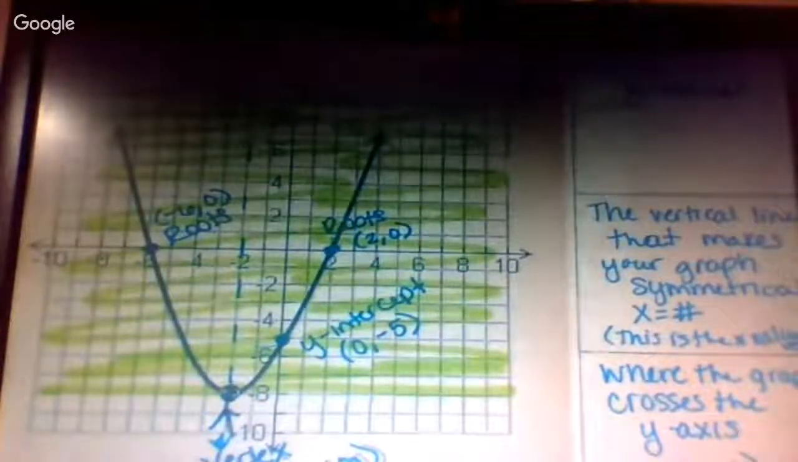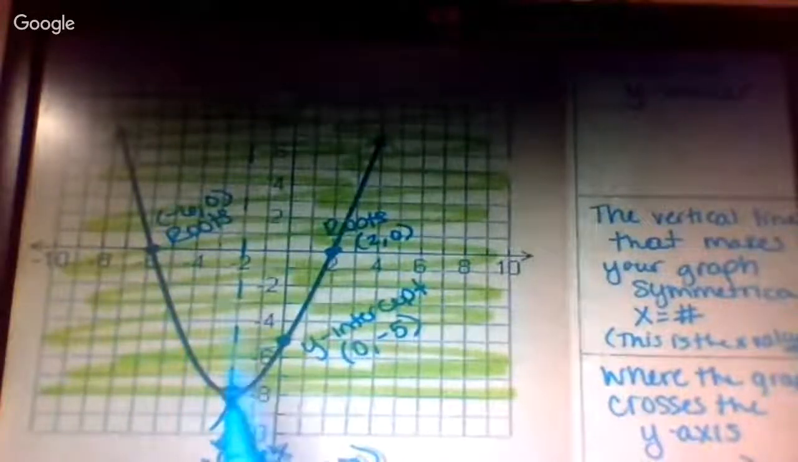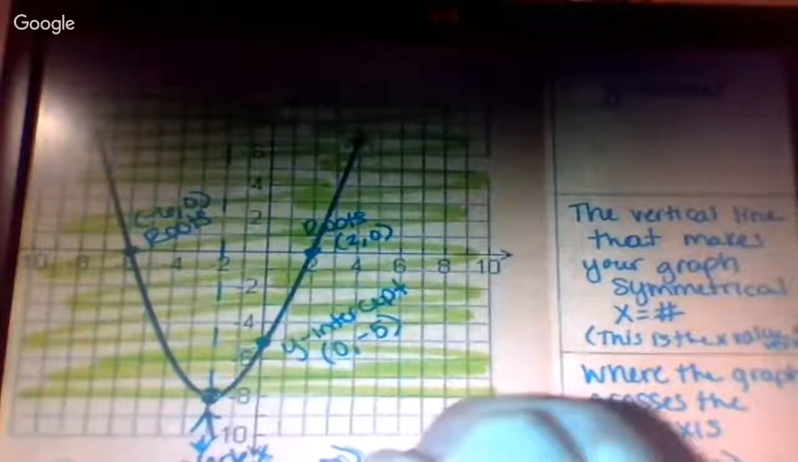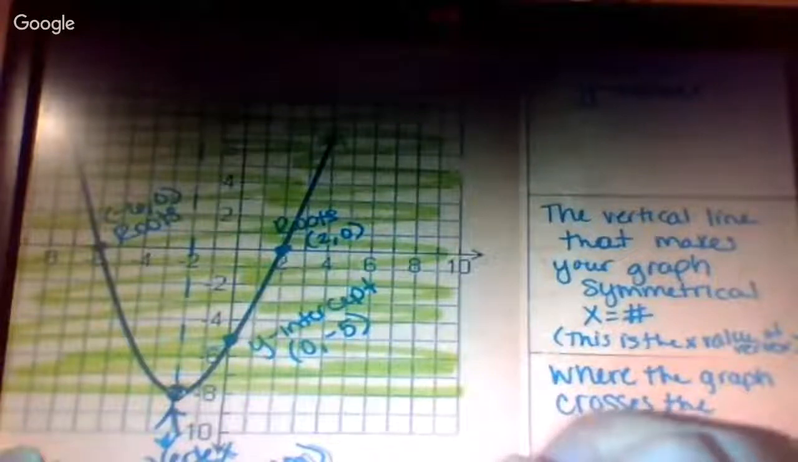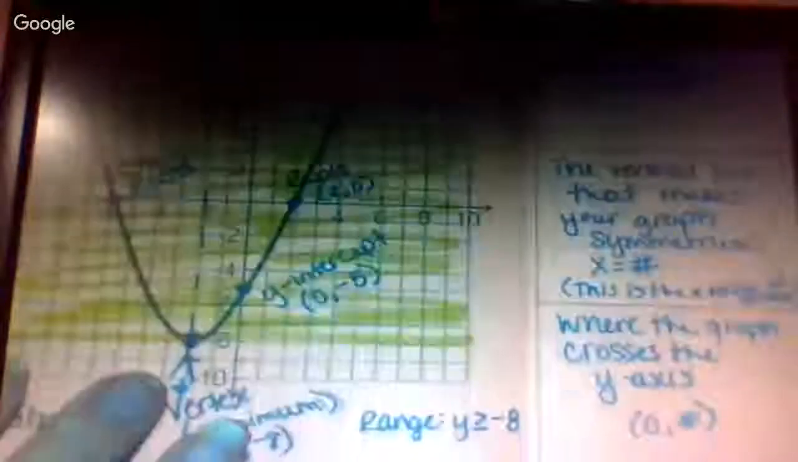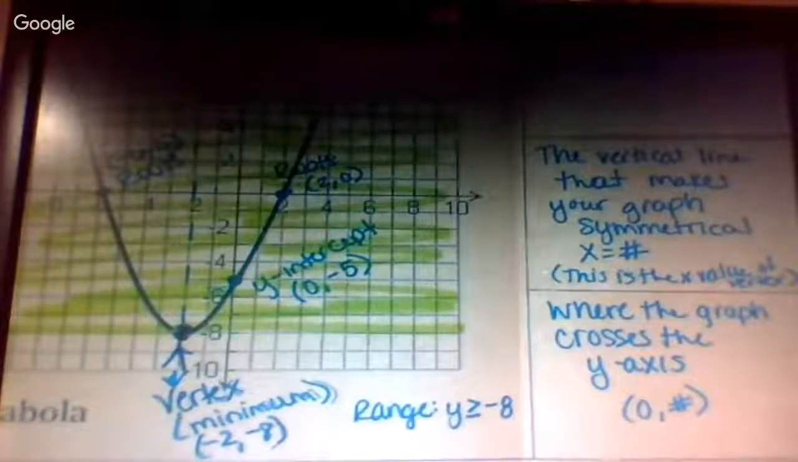These are all real numbers. Okay, take a look at this graph. How low does this graph go? -8. So it covers everything from -8 and up, right? That's everything you shaded in your highlighter from -8 up. So your range on this graph is y is greater than or equal to -8. Okay, it never goes below -8.